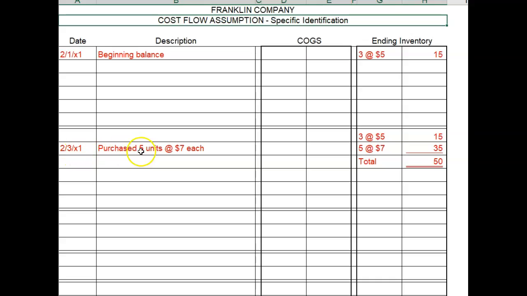Then on February 3rd, we purchased 5 units at $7 each. 5 times 7 is $35, giving us $50 of inventory owned at that point and available for sale at that point.